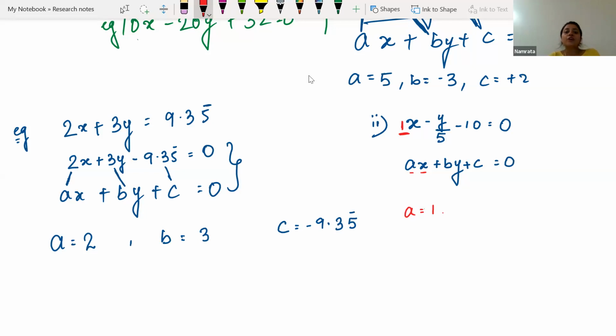Now, what is our b value? One. Only one? This denominator we will not take? The b value is, can we say, let me arrange it so that it will look clear to you. I'm going to write the given equation just for clarity. From here only we can take out a, b, and c. It's evident, but for your clarity, I'm going to write it in a more structured way. So 1 into x minus 1/5 into y minus 10 is equal to 0. Now, can you say what is our b value?